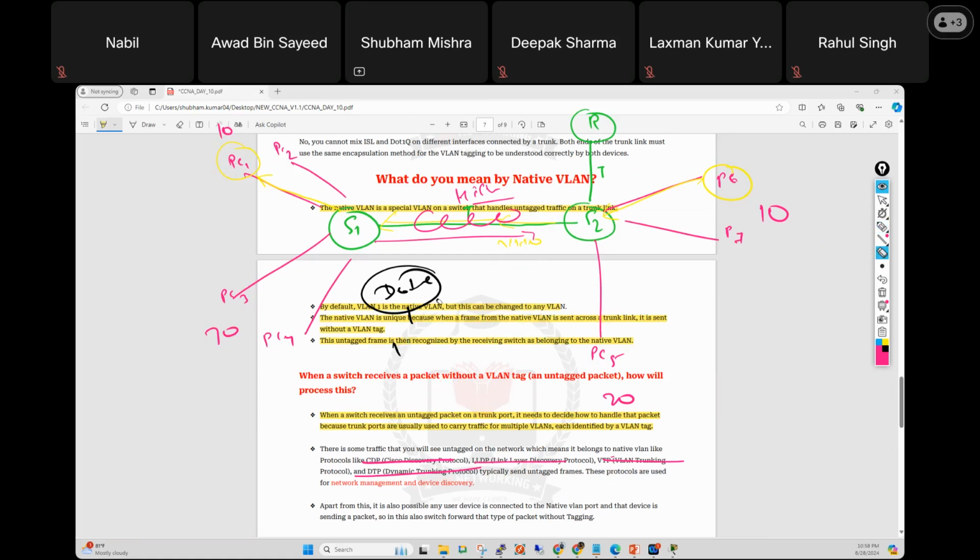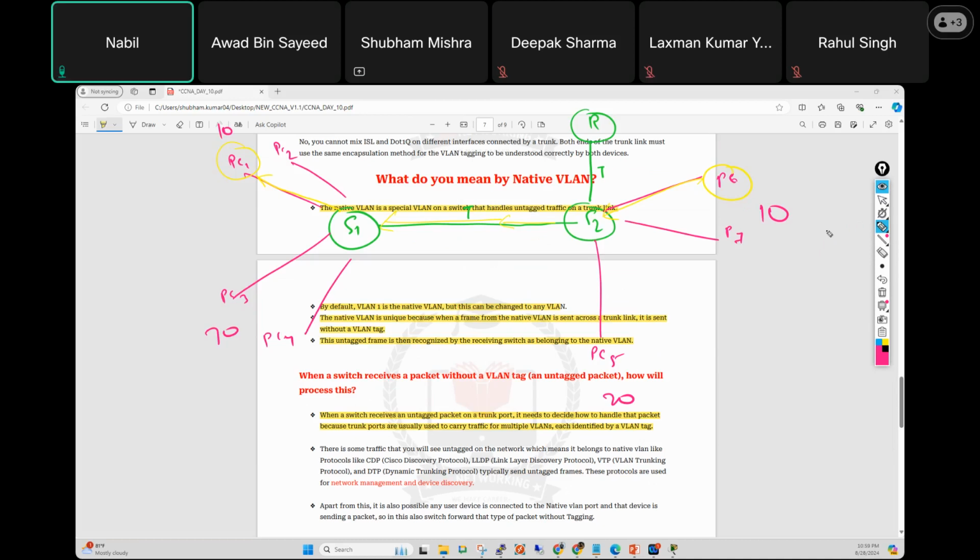Yes, Nabil, now ask. I want to ask, how does the switch recognize that this is the native VLAN? The switch will understand this is the native VLAN when it receives the packet on the trunk port without a tag. Without a tag, the switch understands this is part of the native VLAN. And on a switch, you can configure only a single native VLAN, so there is no confusion.